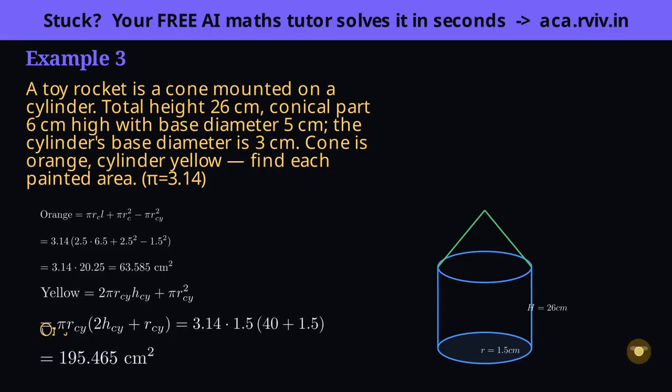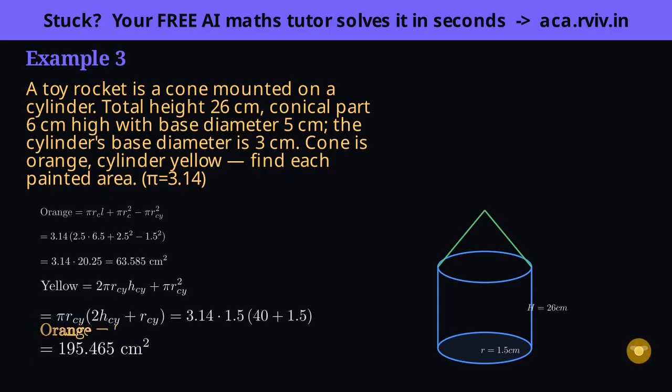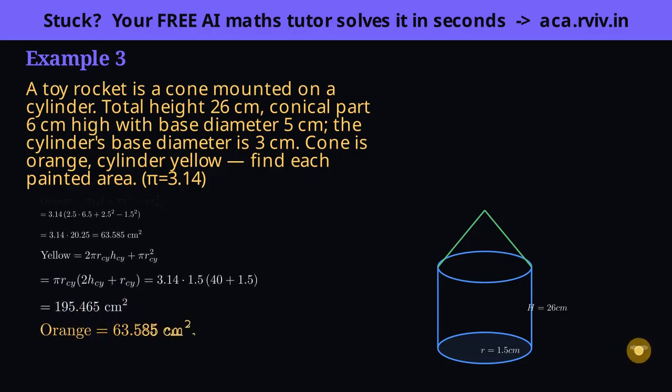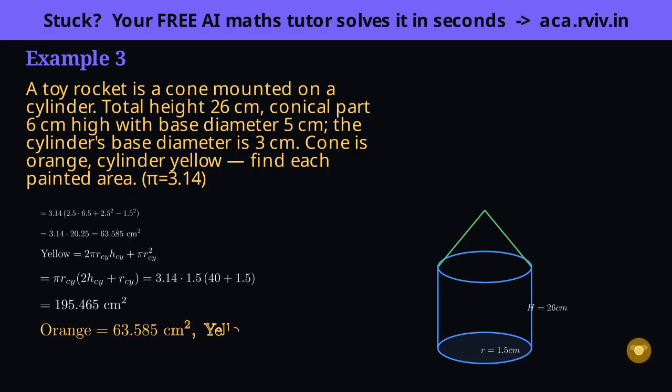The lesson to keep: when joint solids have different radii, the wider one leaves a visible ring that still counts as surface. So never assume the join hides a full circle. Always look at the figure and ask which flat parts are genuinely still exposed.